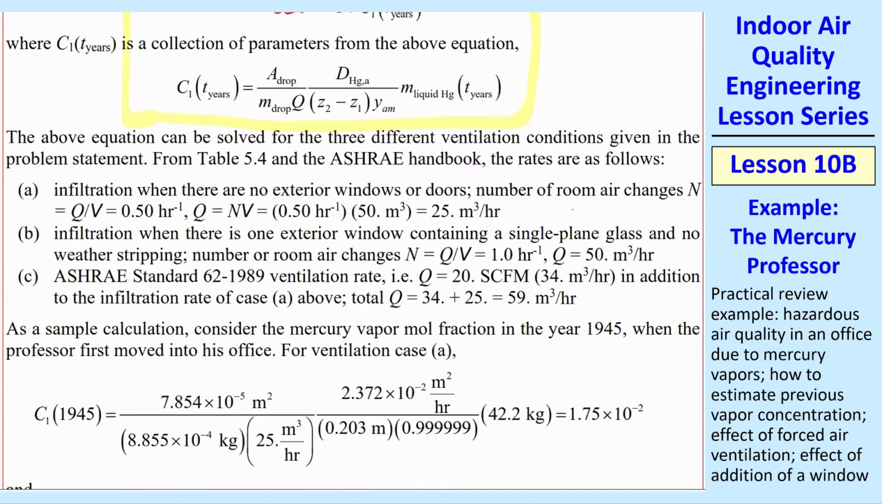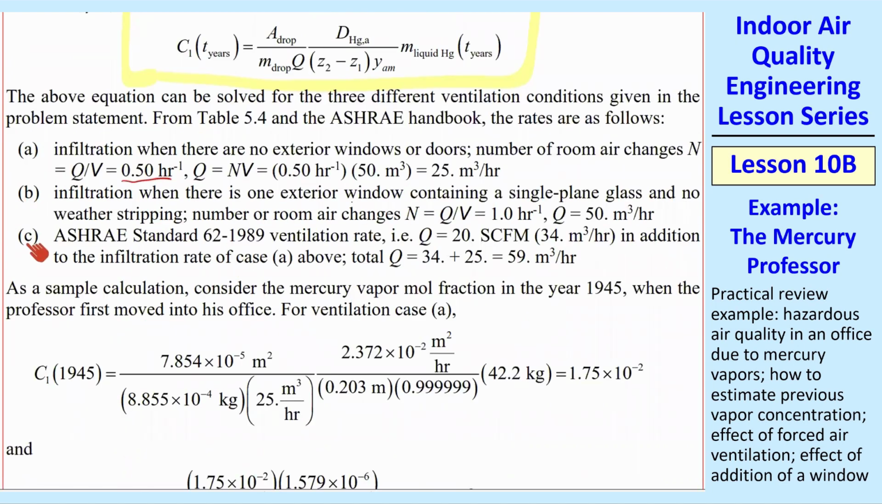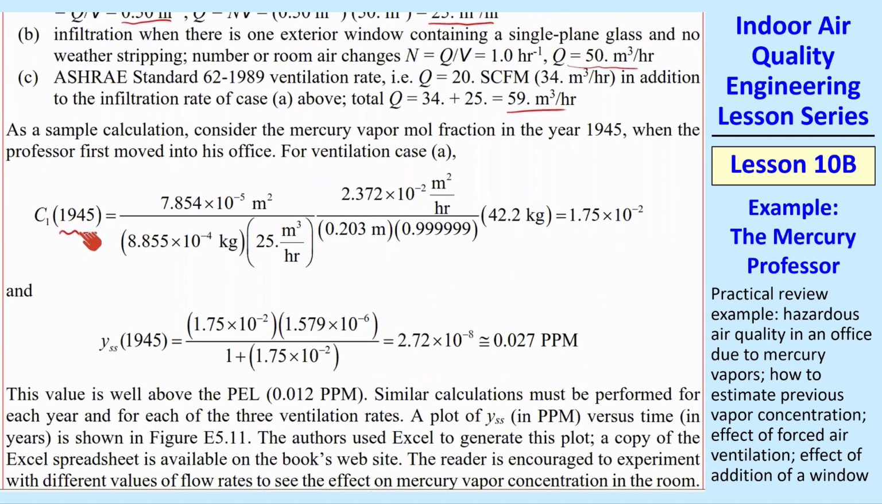And so now let's do the 3 different cases. Infiltration with no windows. When he first moved into the office, he had no windows. Now, of course, there had to be a door, but this is kind of a worst case, only about half a room air change per hour. And then when we added an exterior window, we looked at the type of window it was back then and got another half of a room air change per hour. So the total Q for the first case was 25 meter cube per hour. The second case, B here, is 50 meter cube per hour. And then when they added the air conditioning and the ventilation system, we got that up to 59 meter cube per hour.